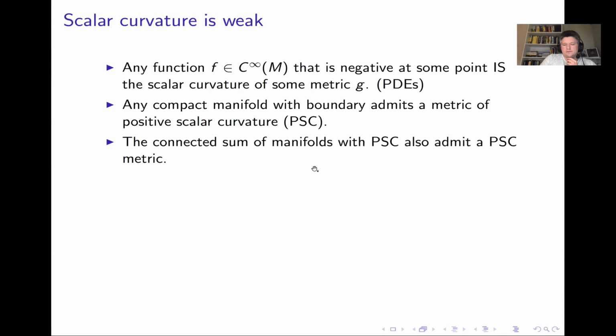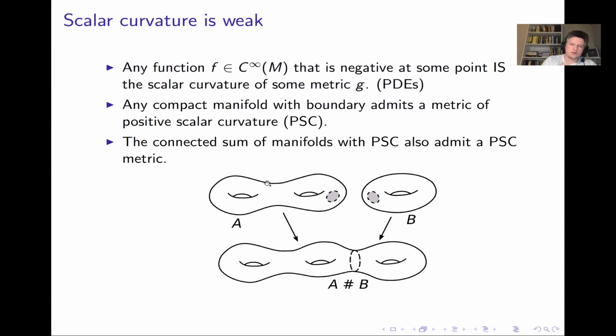Another fact that is actually very relevant for our talk is that the connected sum of manifolds with positive scalar curvature also admits a metric with positive scalar curvature. So in other words, if I have a manifold A here, and another one B, I can select two disks and then glue them together. If A had a metric with positive scalar curvature and B also had one, one can show that this new manifold, A connected sum B, would also have a metric with positive scalar curvature.